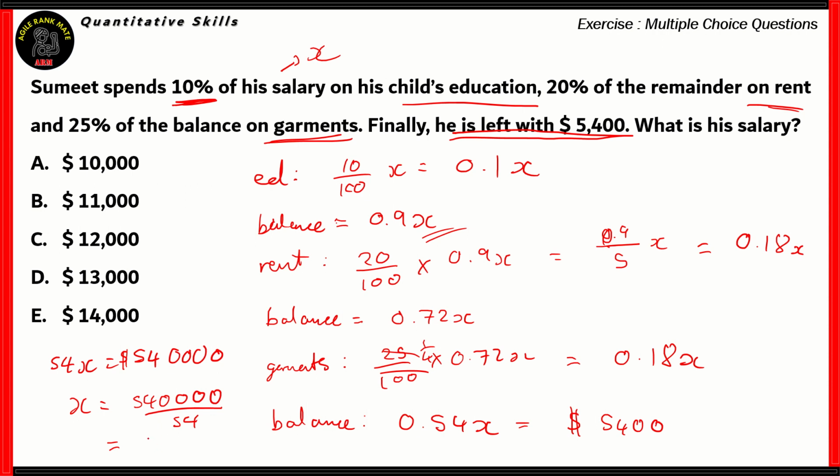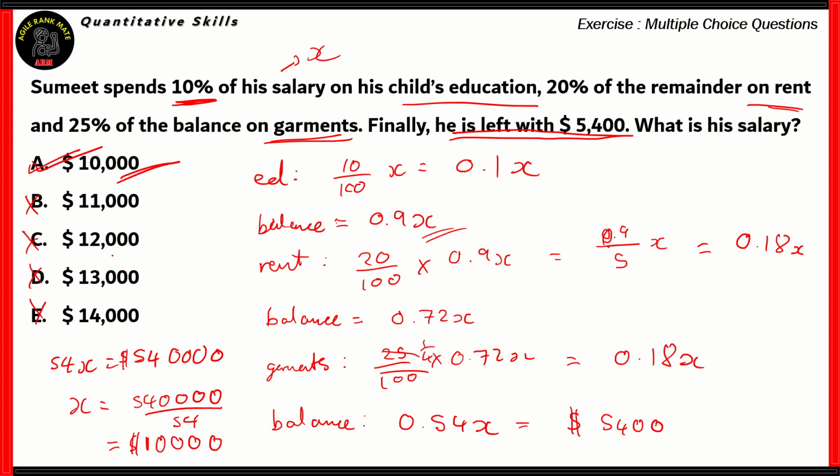So finally what we get is $10,000. So Sumit's salary that he spends on his child's education, rent, and garments amounts to a total of $10,000. So therefore option A, $10,000, is the right answer.